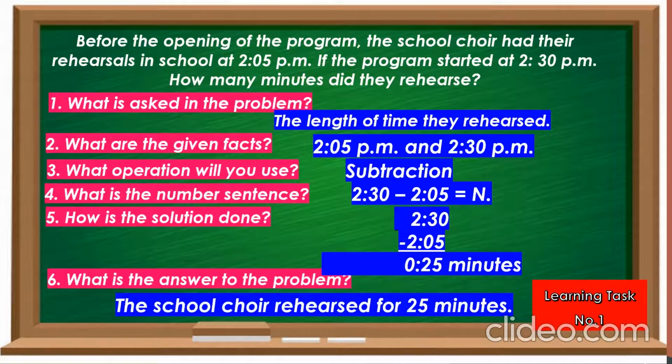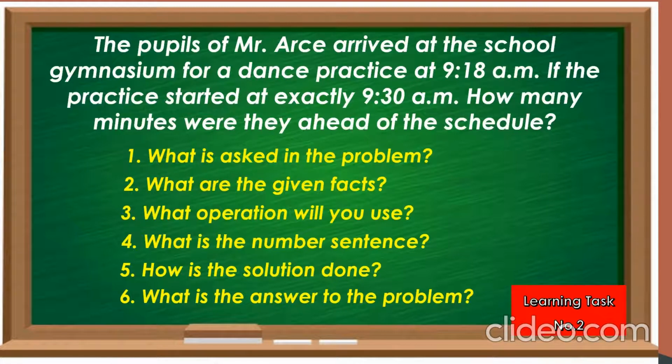Did you get 6 correct answers? If you do, very good. If you got a lower score, you may try again. Good luck on our learning task number 2. For our learning task number 2, here is the problem. Then here are the questions to be answered. Always remember, honesty is the best policy. Write your answers on a one whole sheet of paper. Then you can compare it on the next slide because answers will be revealed on that slide.